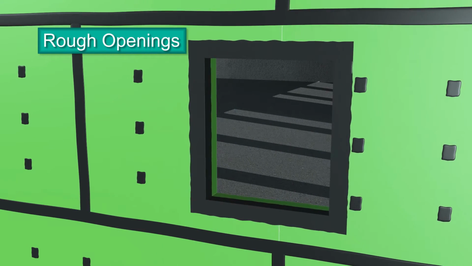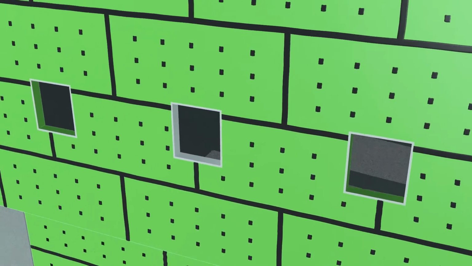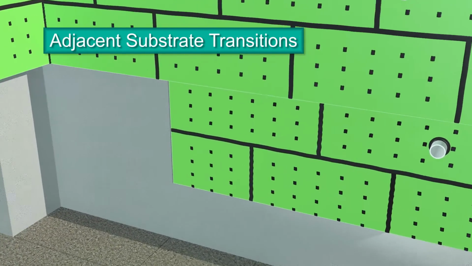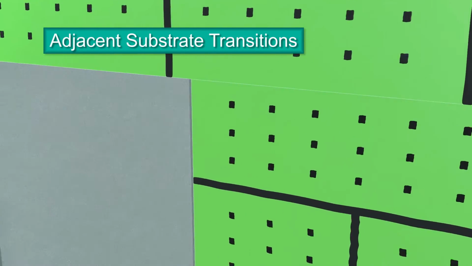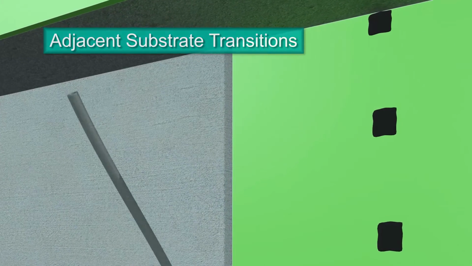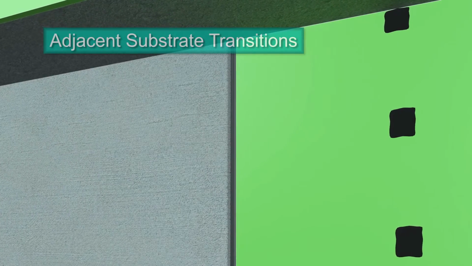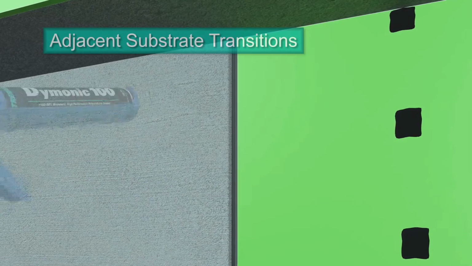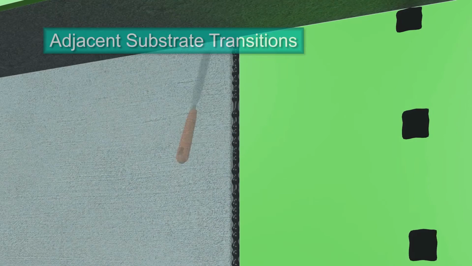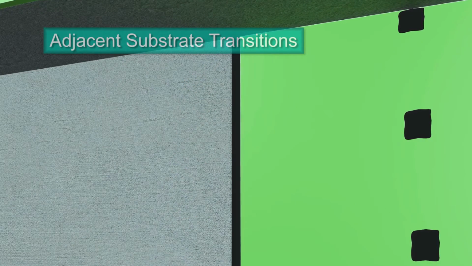When your project includes exterior sheathing in concrete or concrete masonry units, the transition must be detailed to ensure air barrier continuity. This is achieved by properly detailing the transition. First, friction fit backer rod into the gap between substrates. It should be recessed no more than a half inch. Using a standard caulk gun, apply a bead of Dimonic 100 sealant onto the backer rod. Tool the bead smooth and slightly concave so it extends from the panel's edge to the adjacent substrate.